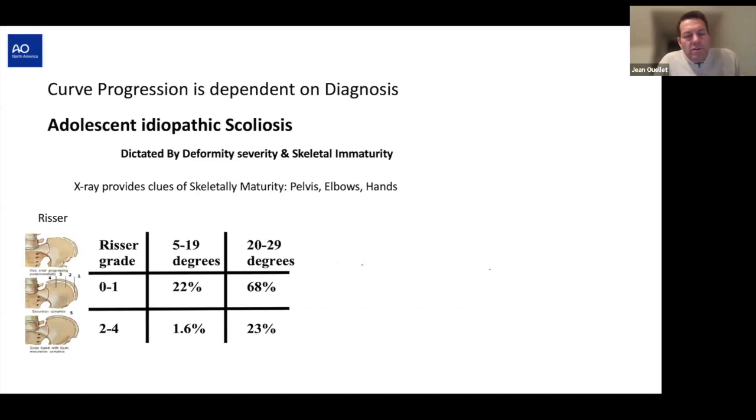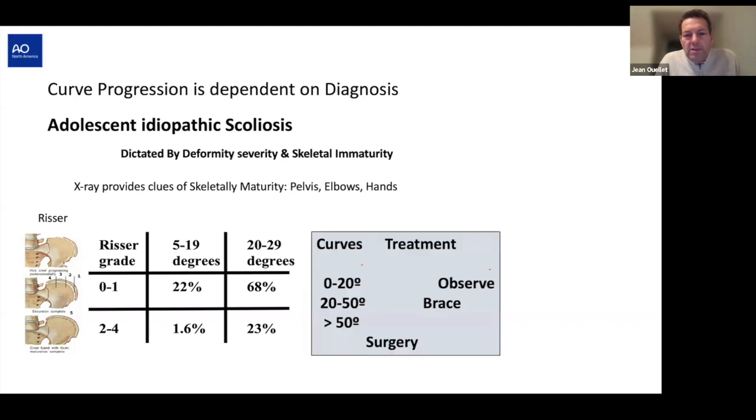So if you have a child that's immature, that could be graded with a Risser grade 0-1, that has a small curve, their propensity to progress is about 22 degrees. If their Risser is much more advanced, so Risser 2 to 4, and they have a small curve, their risk of progression is almost 0. Quite different than if you have a larger curve in an immature child, that child has about a 70% chance of progressing.